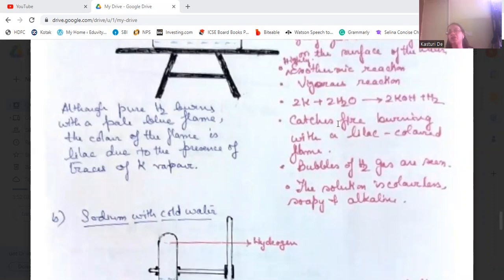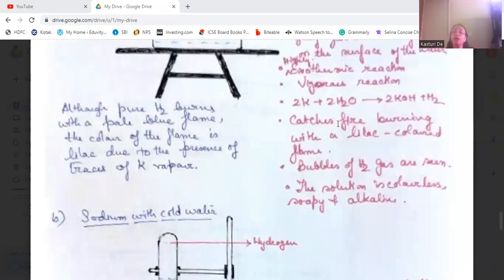This reaction is so vigorous that the potassium catches fire very easily as soon as it comes in contact with cold water. So these metals are kept in kerosene, in a bottle covered with kerosene. Otherwise, they will come in contact with moisture and can catch fire.